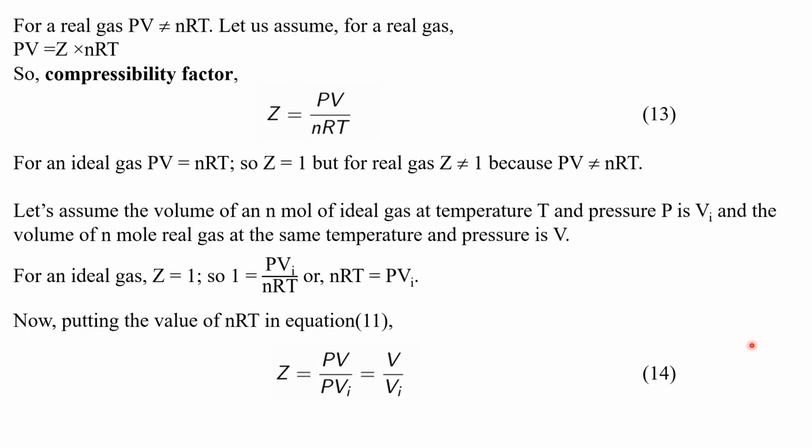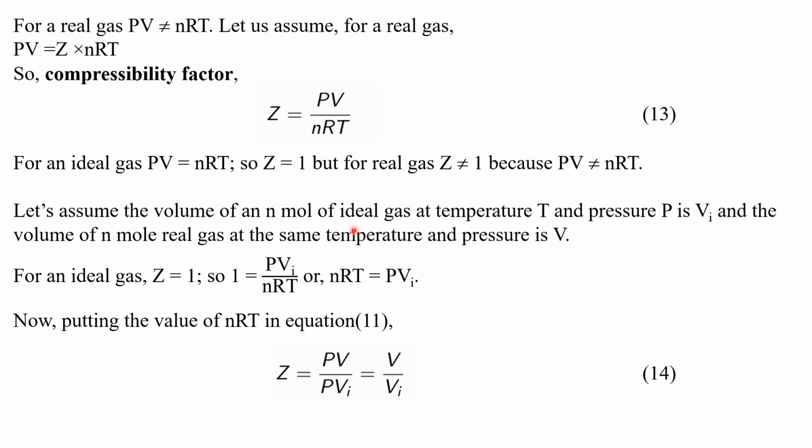For a real gas, PV is not equal to nRT. So let us assume for a real gas PV is Z times nRT, where Z is the compressibility factor. So the value of Z is PV by nRT. When the value of Z is 1, then we can say that the gas is an ideal gas. But for a real gas, Z is not equal to 1 because PV is not equal to nRT.